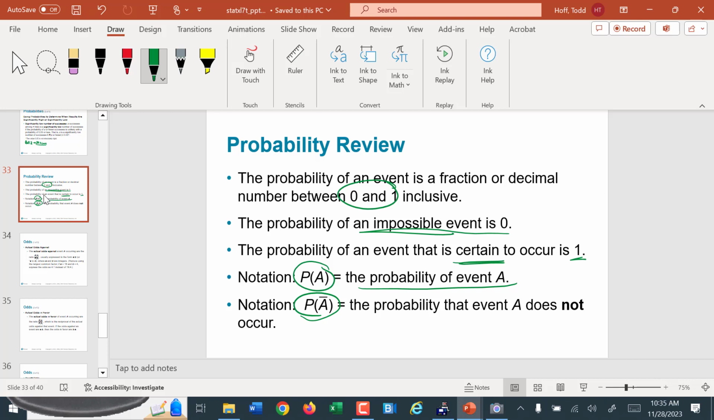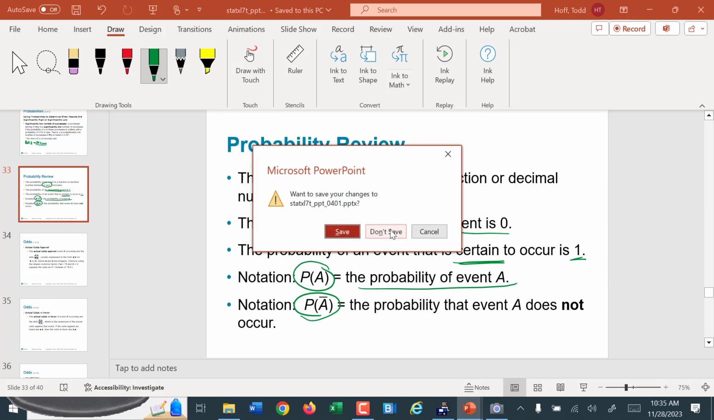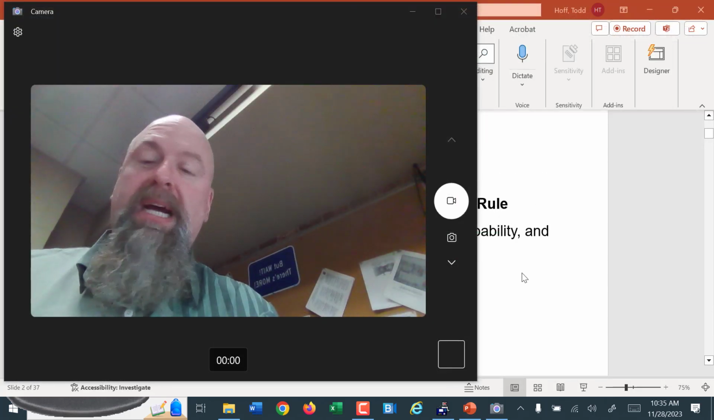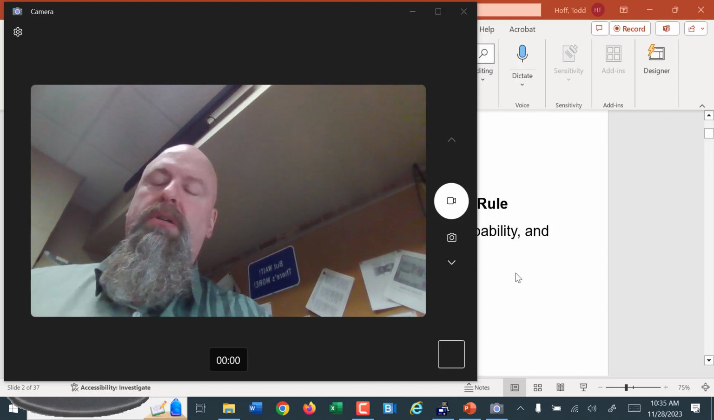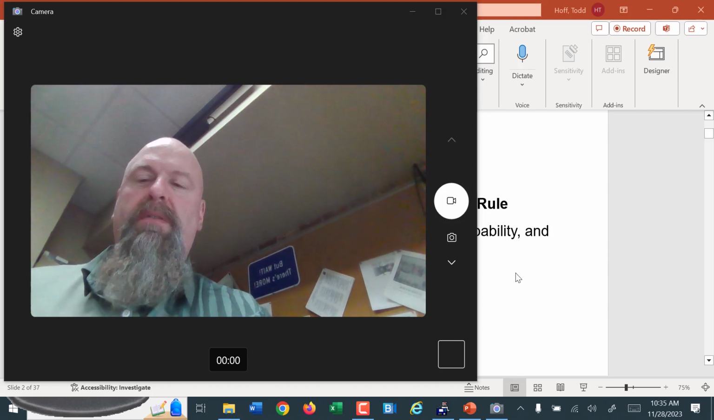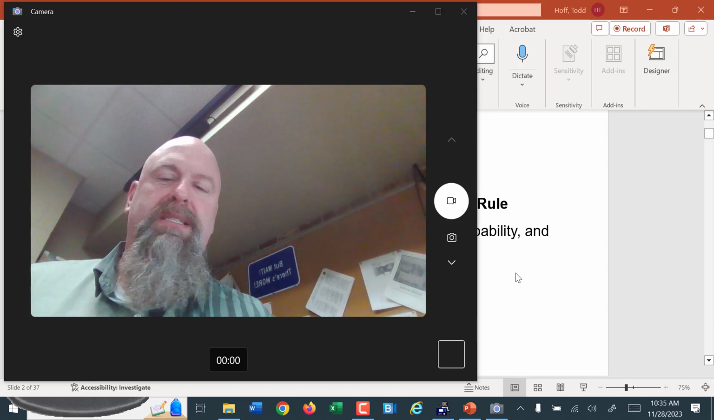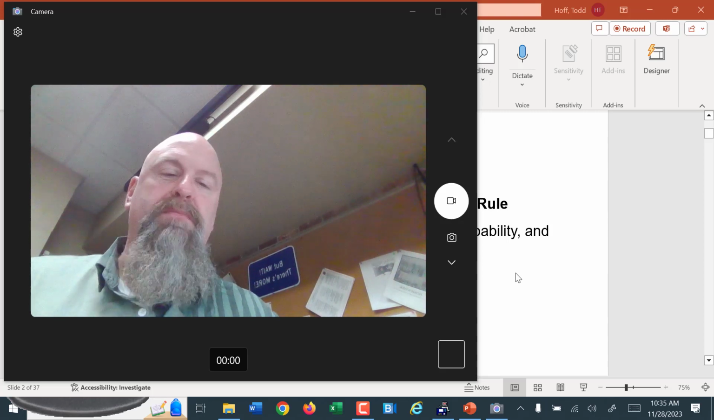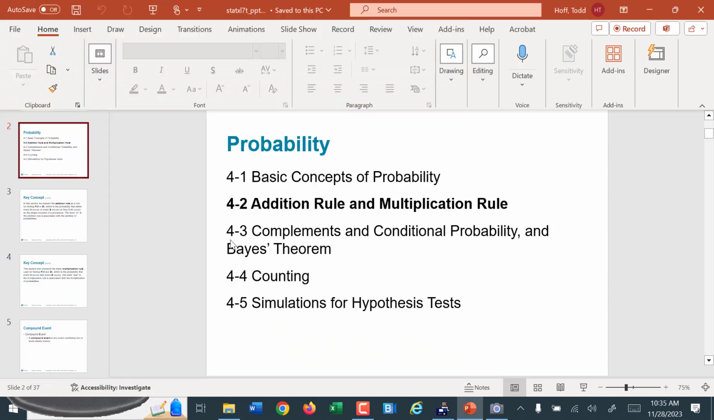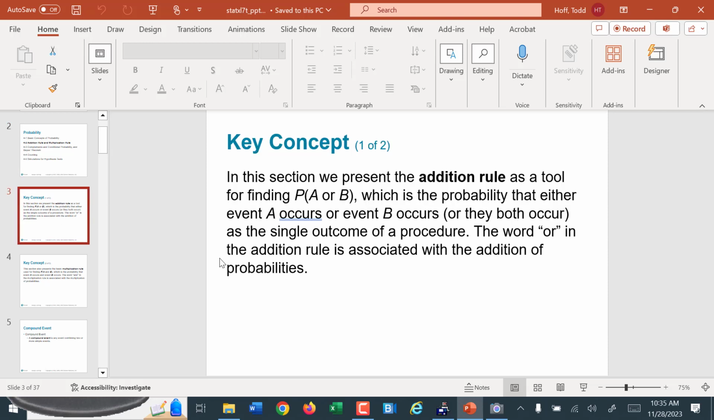So the rest of section 1 talks about odds. We're not going to go into odds in this course, so we're going to go on into section 2. Starting out in section 2, we're moving into looking at simple events versus compound events and combining probabilities for multiple events. And in section 4.2 here, we're looking specifically at the addition and multiplication rules.